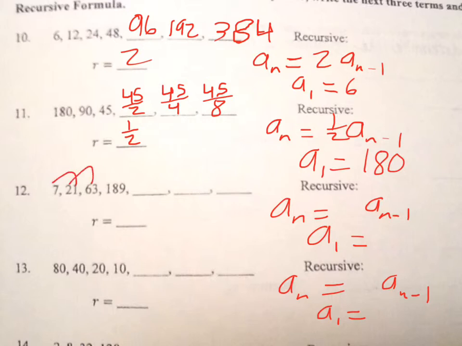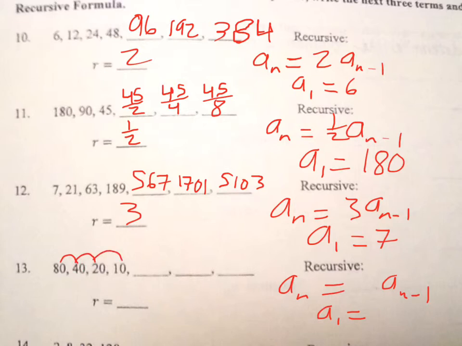The next pattern here is just a pattern of multiplying by 3 every time. So my common ratio is going to be 3, and if you take 189 and you multiply by 3, you're going to get 567, and if you keep multiplying by 3, you'll get 1,701, and if you keep multiplying by 3 again, you'll get 5,103. And since my common ratio is 3, I'm going to put the 3 right there in front of that one, and then my a sub 1 is my starting value, which is just 7. And we'll move on to the next one.